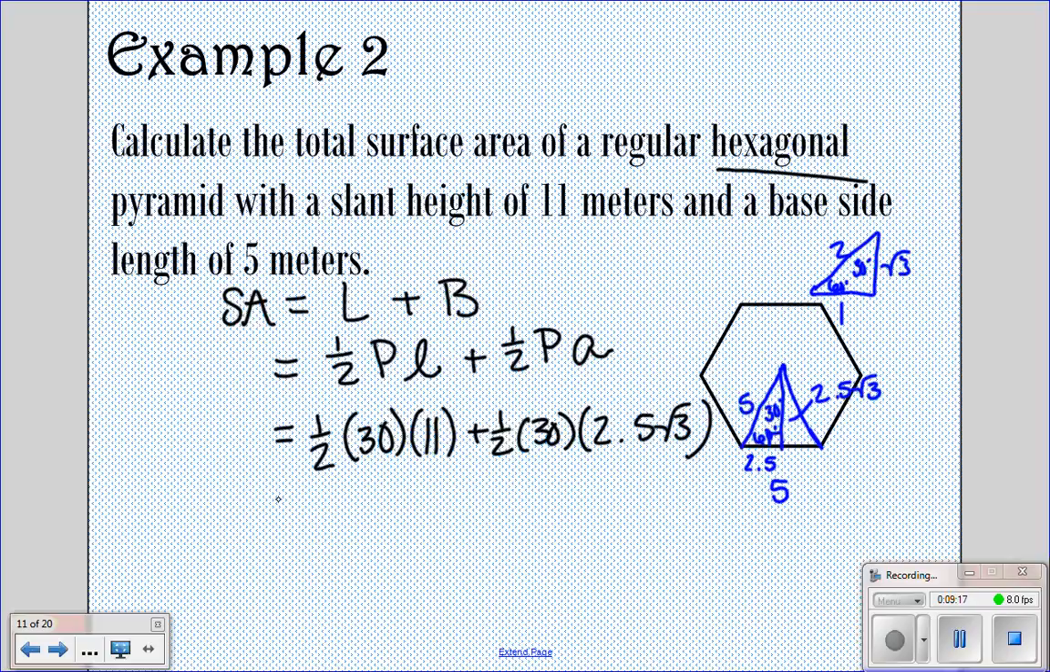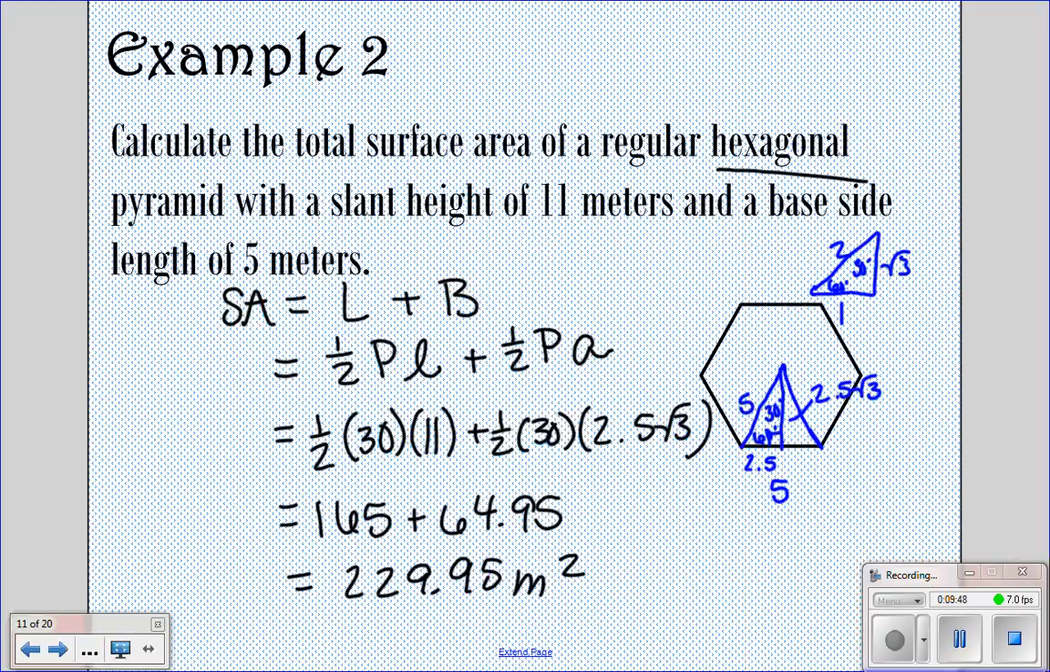Okay, so if you add those together, you're going to get 165, and then plus 15 times 2.5, and then times the square root of 3 is 64.95, and if you add those together, you get 229.95, and our units would be meters squared.